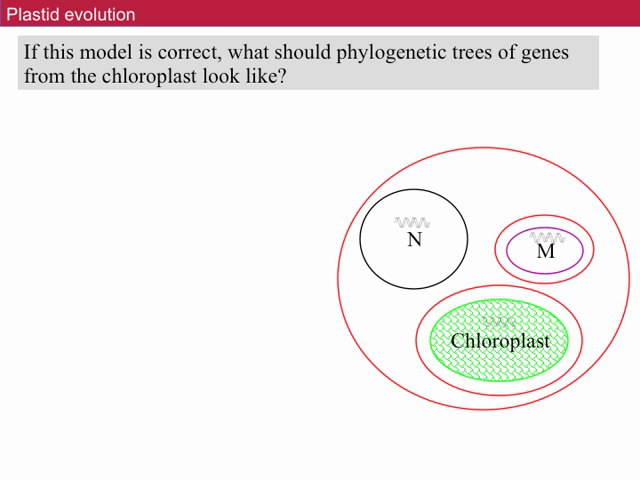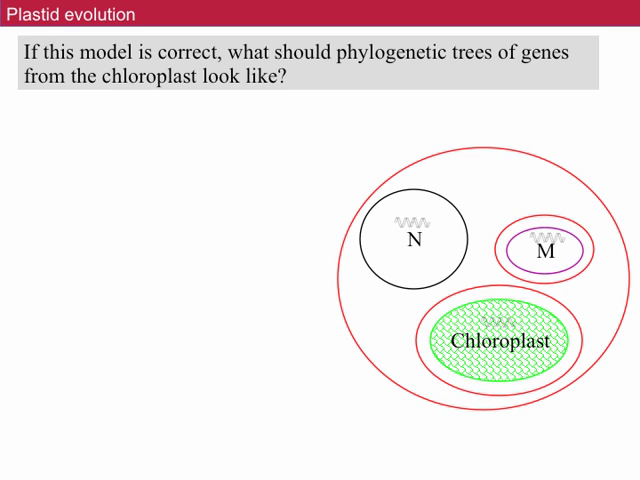So if this model is correct, what should phylogenetic trees of genes from the chloroplast genome look like? Chloroplasts still retain DNA from this putative symbiotic event. Where should chloroplasts group in an evolutionary tree? Yeah.